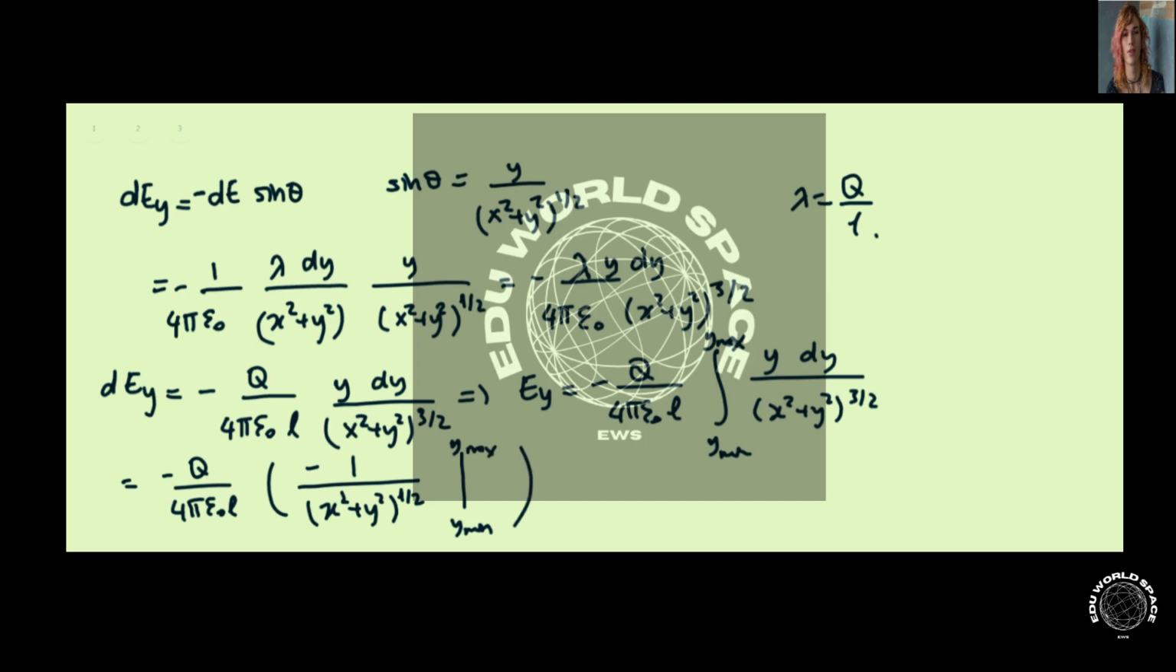Now you can see these two negatives are going to cancel each other out. Then what we have is q over 4 pi epsilon naught L, and 1 over x squared plus y squared to the 1/2, from y minimum to y maximum. So we can plug in our numerical values now.